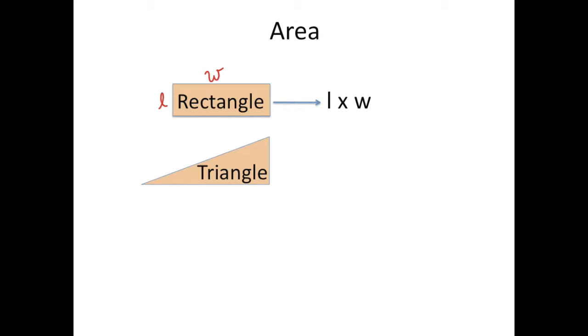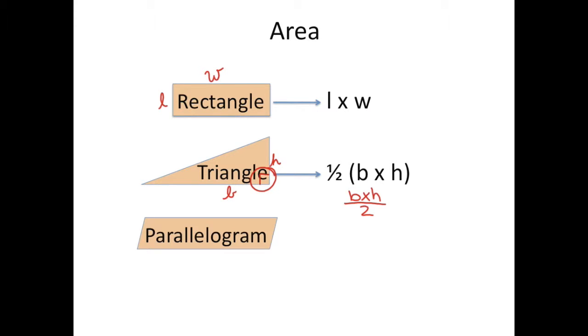We've also learned how to find the area of a triangle. To find the area of the triangle, we have to find half of the base times the height. We've also written this as base times height divided by 2. Remember, both of those formulas are really the same thing. So if I tell you that this here is our right angle, we're then able to identify the base and the height. We also learned how to find the area of a parallelogram.